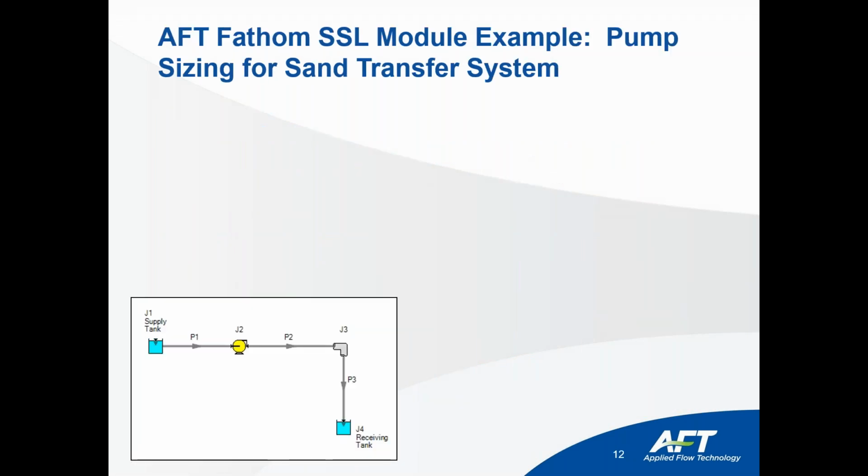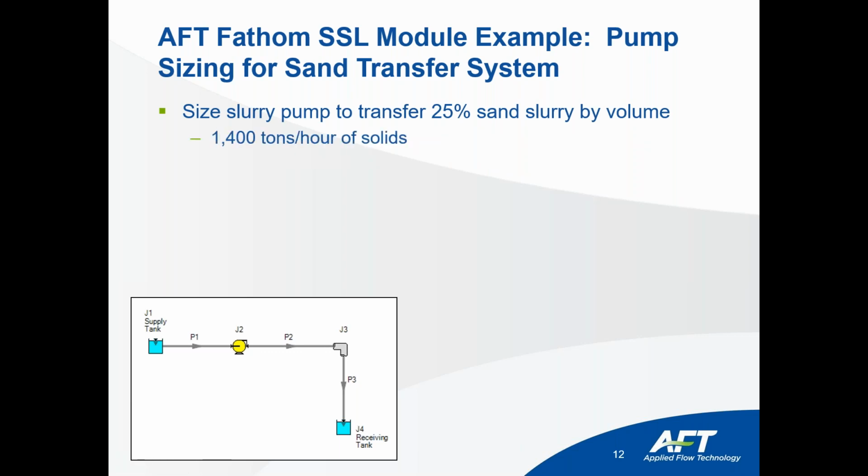Okay, so this is the first example that I'm going to show you here today. It's a very simple pumping system where we are pumping sand from one sand pit to another. So the supply sand pit is here, and we're discharging it to this receiving tank, and there's some things that we want to calculate. We're going to size a slurry pump to transfer 25% sand slurry by volume. Our goal is to pump 1,400 tons per hour of the solids itself.